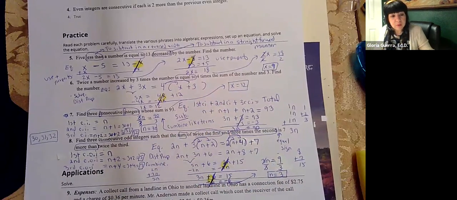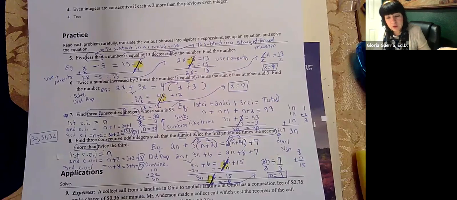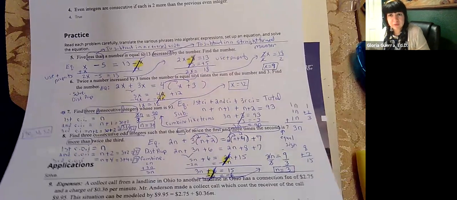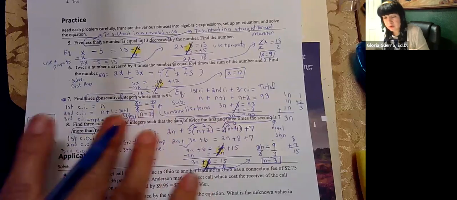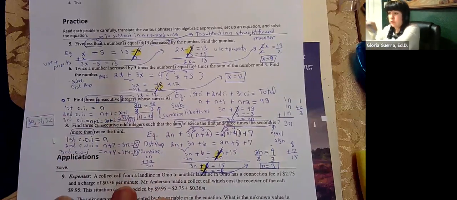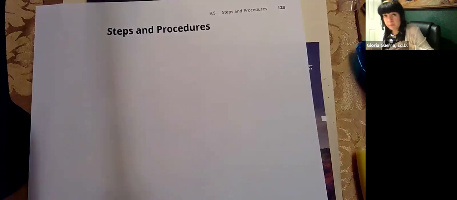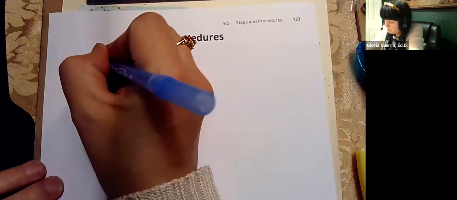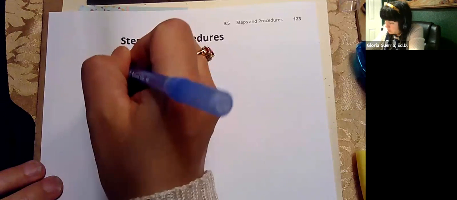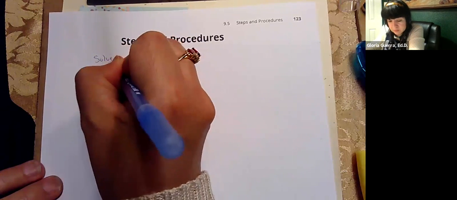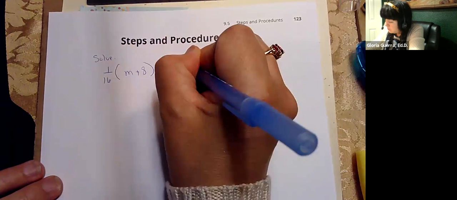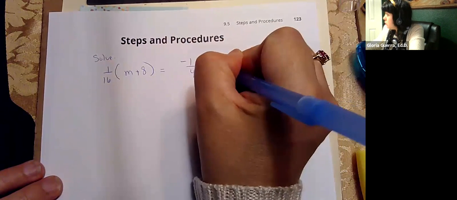All right, and then the last problem I want to do is on your extra page. You have an extra page. So you can pause the video, you're still writing, but I'm going to go to the last column and finish. It is on page 123, and I want to show you this problem. 1/16 times m plus 8 equals negative 1/4 times m plus 4.